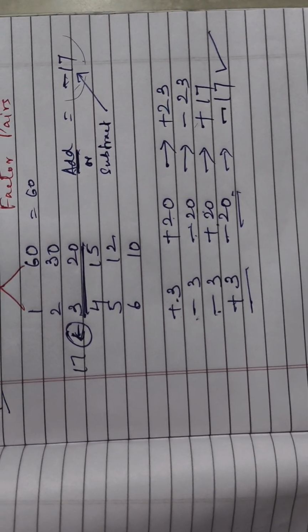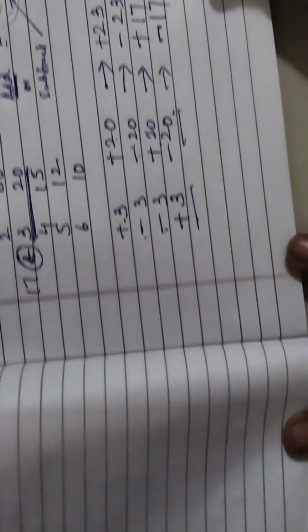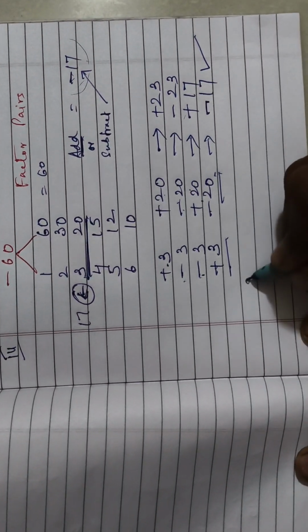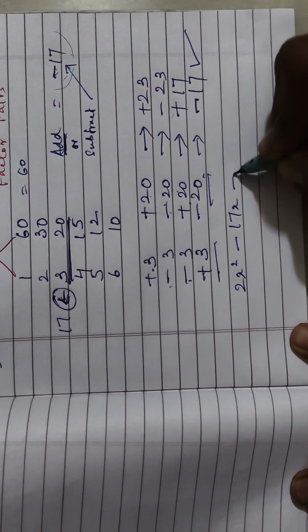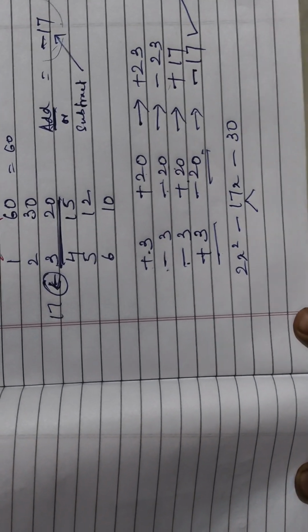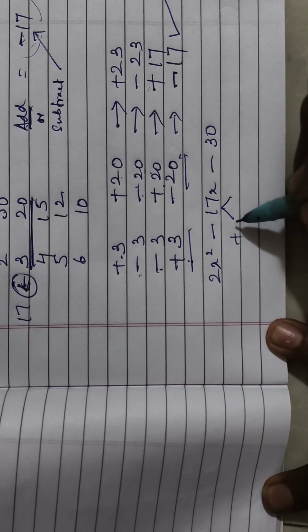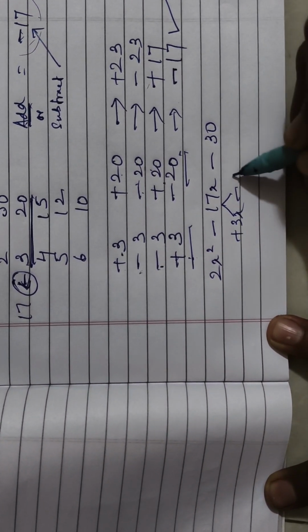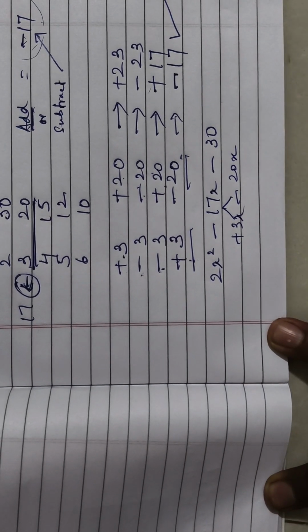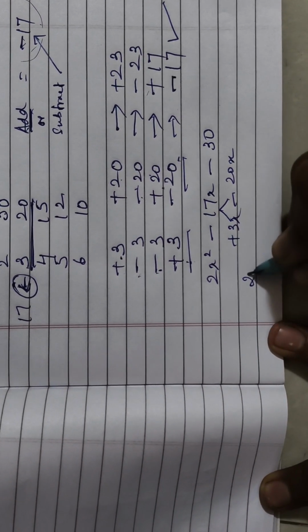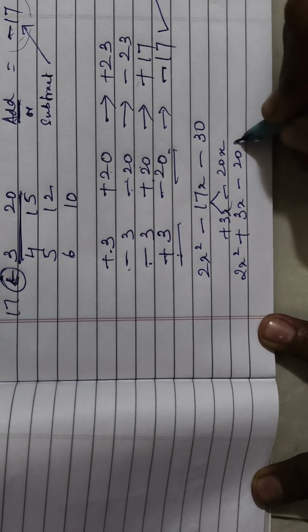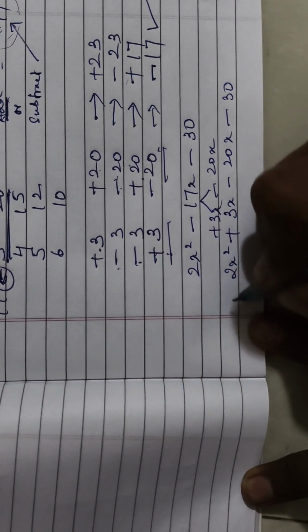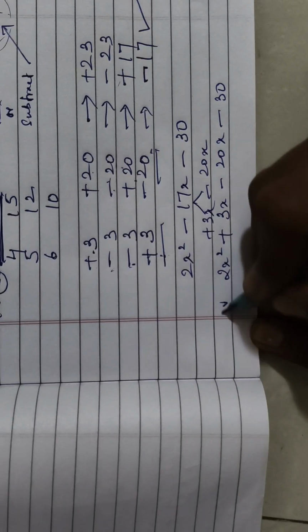Is that clear now? Now I'm going to rewrite the expression again. That is 2x square minus 17x minus 30. And I'm going to split it as plus 3x and minus 20x. Got it? I'm going to rewrite it as 2x square plus 3x minus 20x minus 30. This is your fourth step.